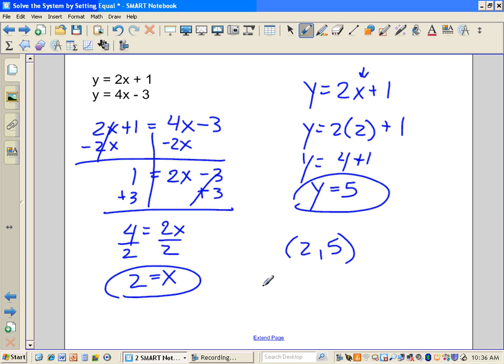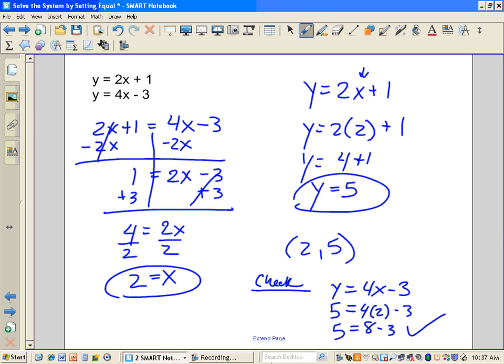Now, we didn't check the last one because we had just graphed it, and so that was pretty much a check. But if we need to check our answer, take the other equation, the one you didn't use, y equals 4x minus 3, plug in 2 for the x, so 4 times 2 minus 3, 5 for the y, and make sure this works. 4 times 2 is 8 minus 3. Yeah, that's equal to 5, so this works out. That check's fine.